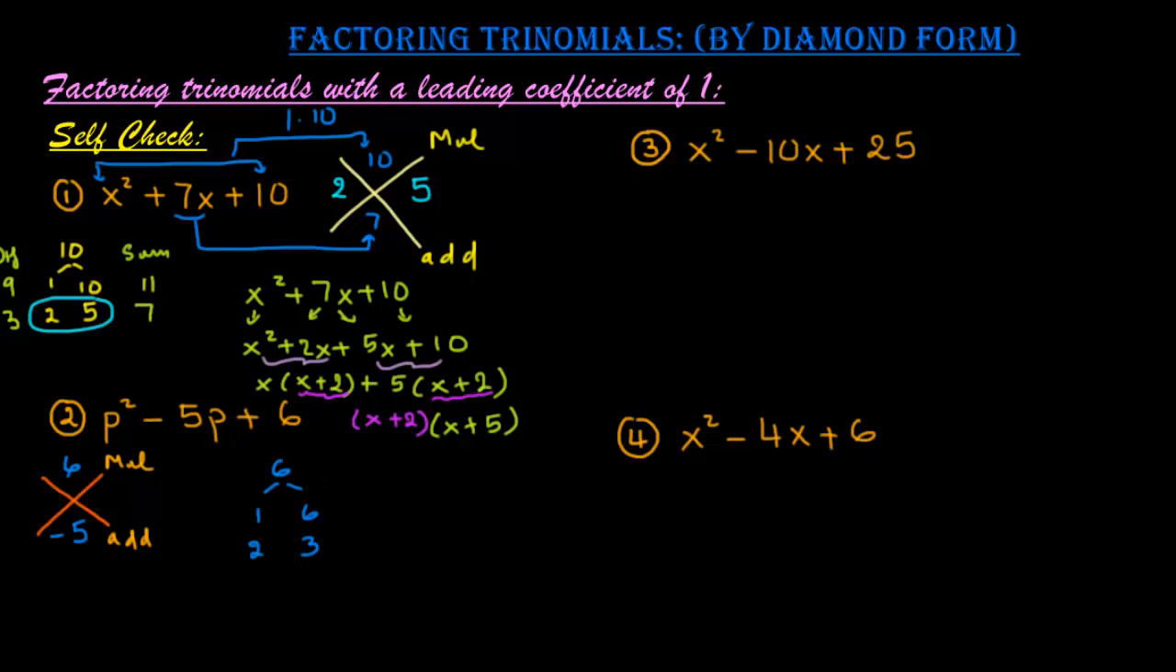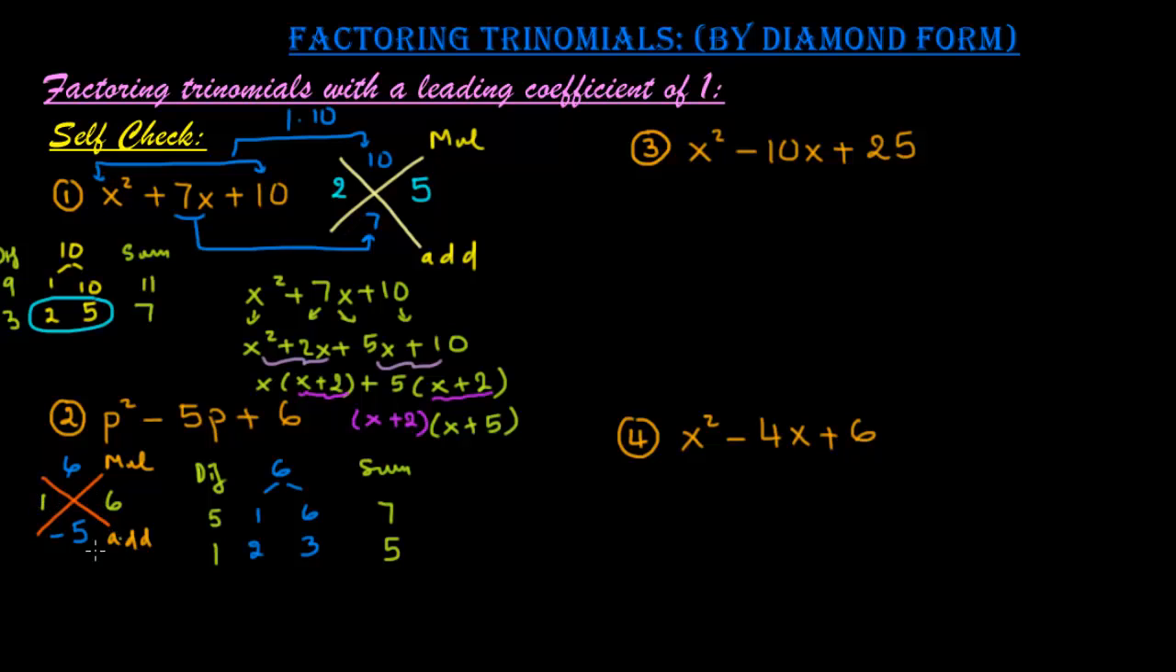Okay, then we find the sum and the difference of each. So the sums are 7 and 5, and the differences are 5 and 1. So 1 and 6 can also give you 5, and 2 and 3 can also give you 5. So let's find out which one is correct. Let's say I start with 1 and 6. Let's say 1 and 6 is one of my answers, so fill in 1 and 6.